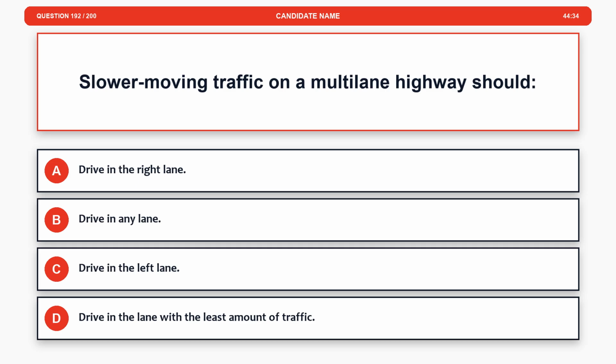Question 192. Slower moving traffic on a multi-lane highway should Option A. Drive in the right lane. Option B. Drive in any lane. Option C. Drive in the left lane. Option D. Drive in the lane with the least amount of traffic.